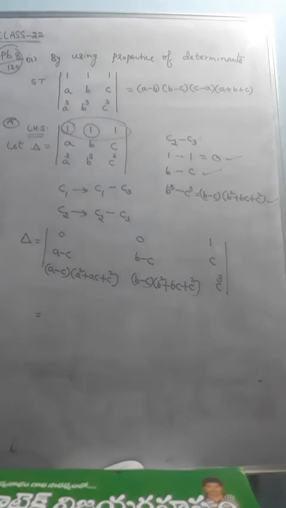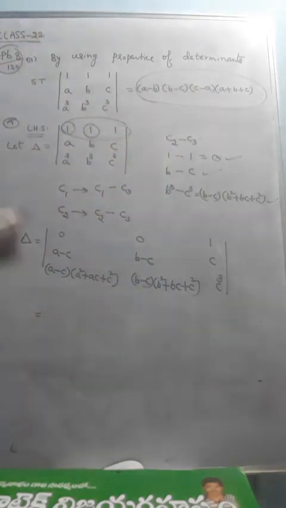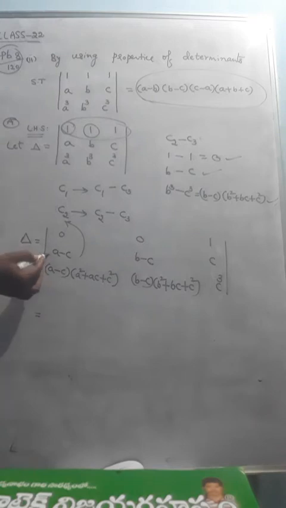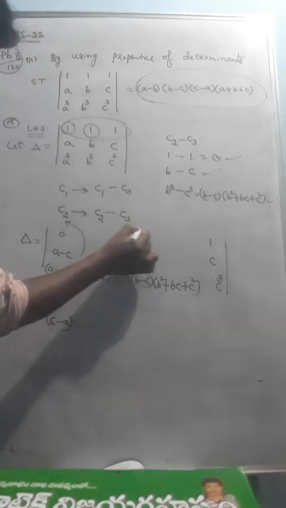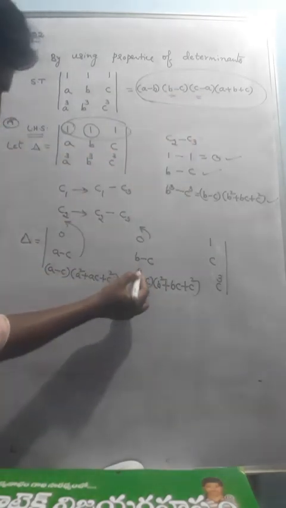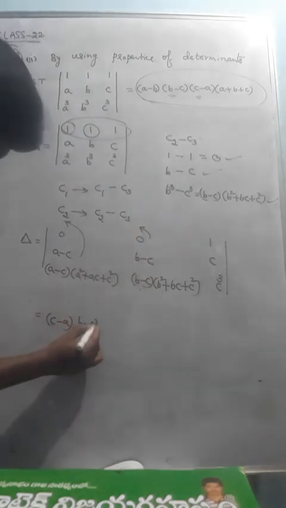If you observe the right hand side part, what is there? C minus A is there. So you can take common from the first column C minus A. Here 0 is there, here A minus C, here A minus C. A minus C is common, but we want C minus A on the right hand side, so you can take C minus A common from the first column. Next, from the second column you can take B minus C common. So B minus C is there, B minus C is there. Here also 0 into B minus C, so B minus C will come.